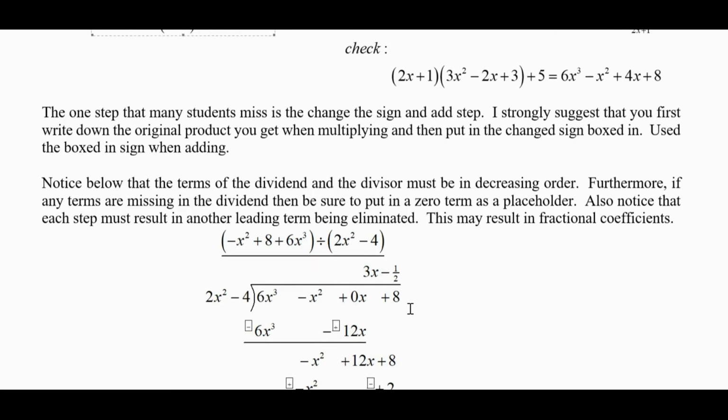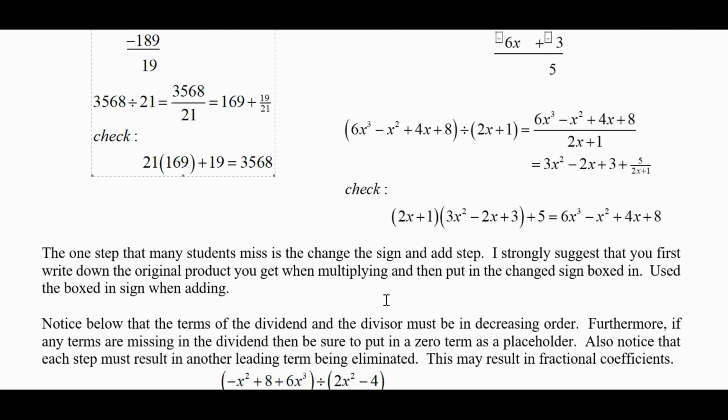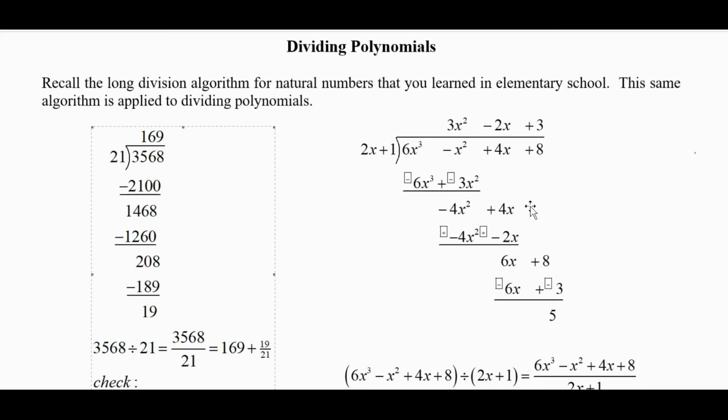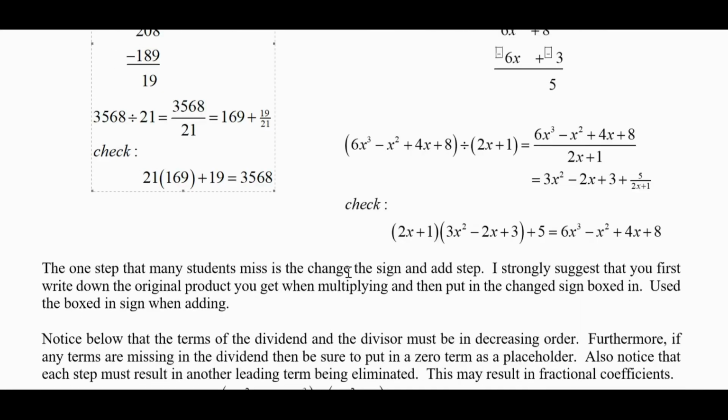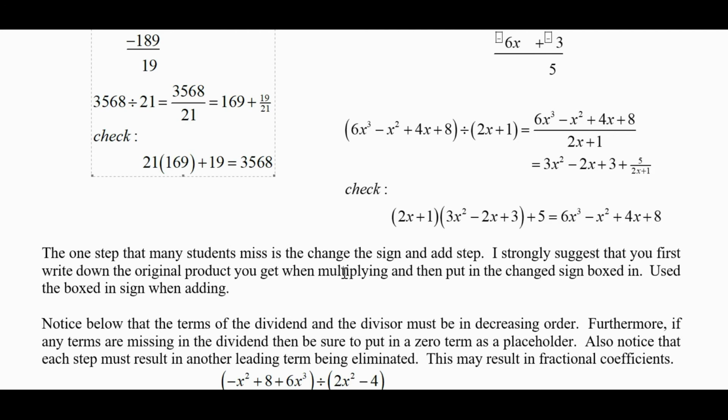Now, here's another example. Maybe you can try this one yourself. Negative x squared plus 8 plus 6x cubed. Divide that by 2x squared minus 4. I do want to warn you that first, you're going to want to write both of them in decreasing order of degree. And if there are any missing terms, you want to leave a blank spot for it so that you'll be sure you're lining up like terms here. Okay, try it yourself. Press pause now. Come back when you're ready.